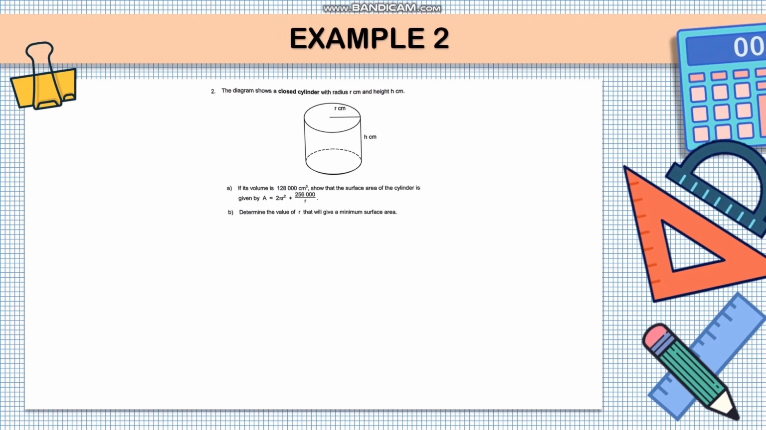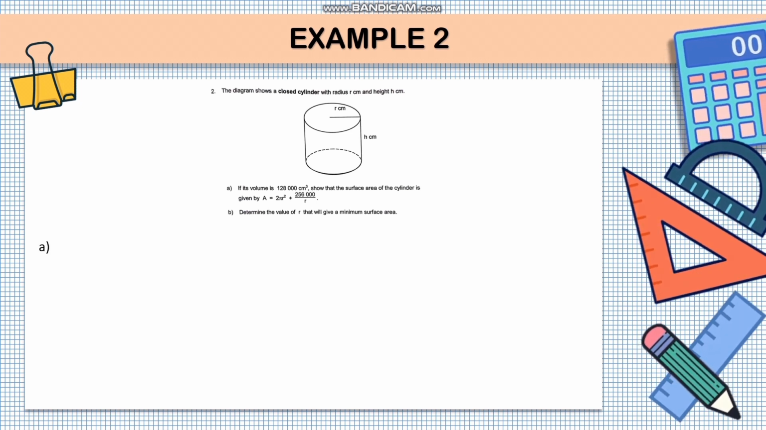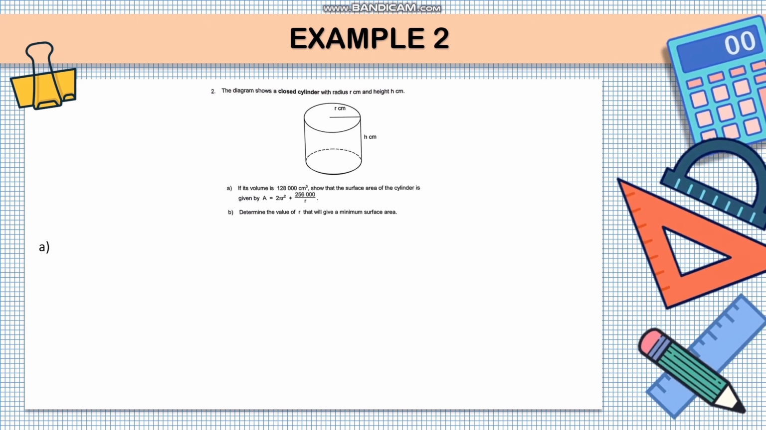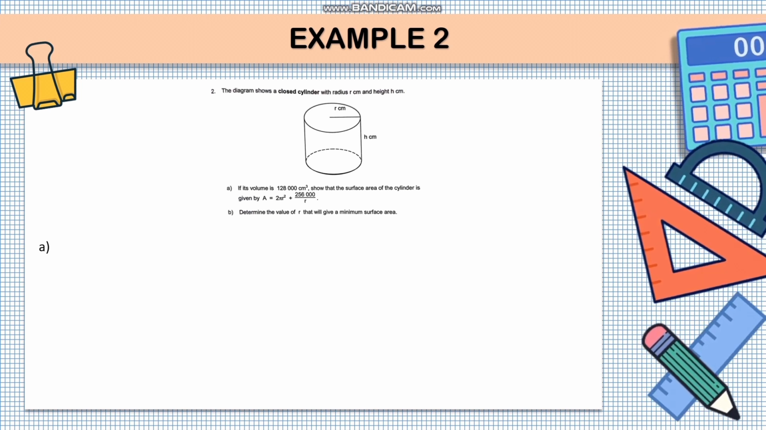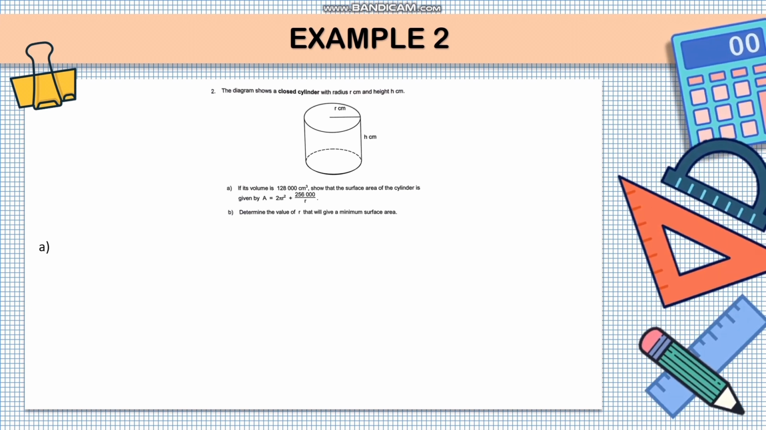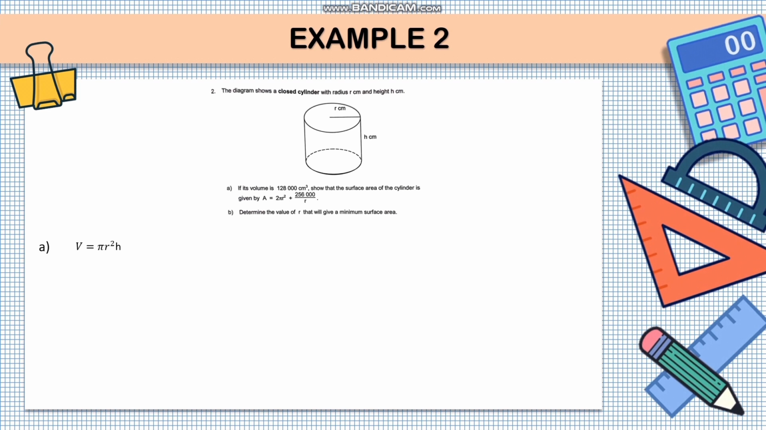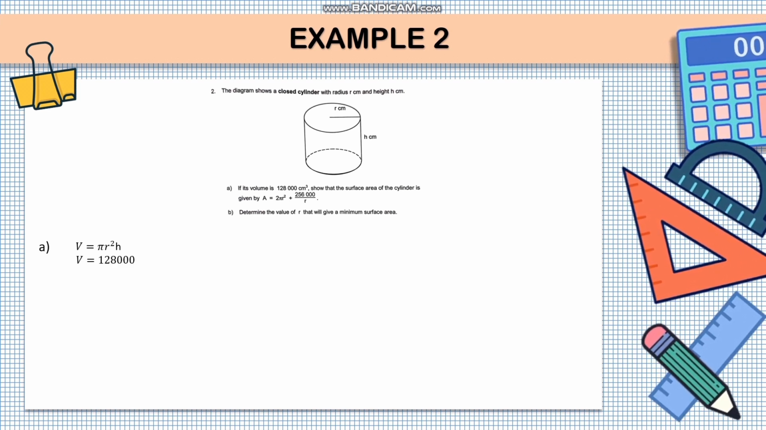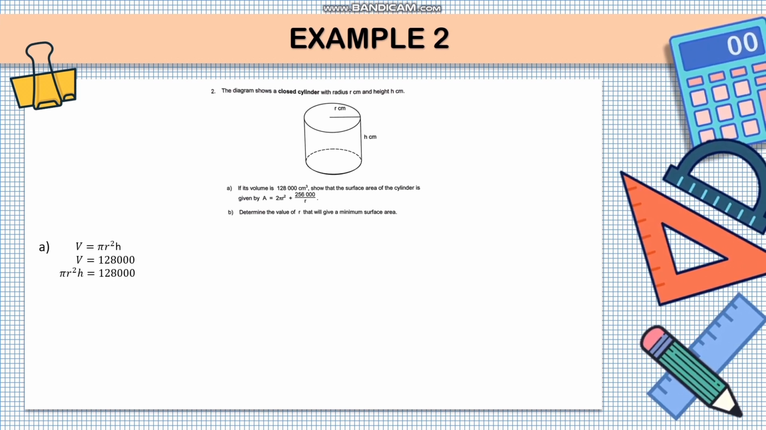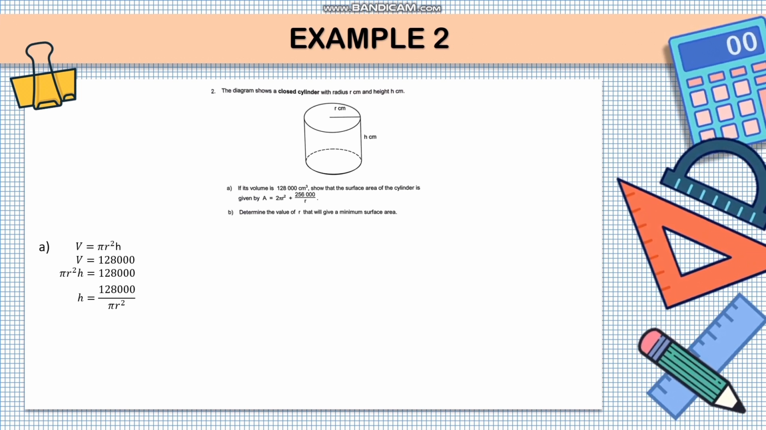The diagram shows a closed cylinder with radius r cm and height h cm. A. If its volume is 128,000 cm³, show that the surface area of the cylinder is given by A equals 2 pi r squared plus 256,000 over r. Volume formula for a cylinder is V equals pi r squared h, so volume equals 128,000. We need to replace volume by the formula and equate it to 128,000. Then we leave h alone on the left and bring pi r squared to the right.